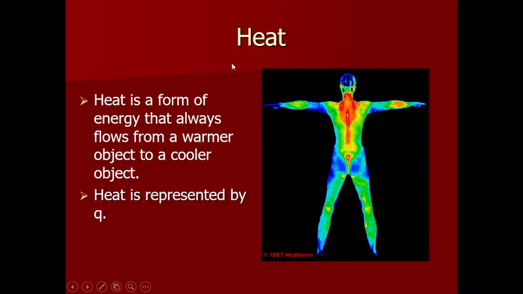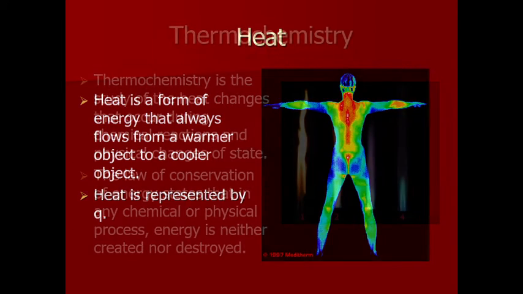Now, what is heat? As we know, heat is a form of energy that always flows from a warmer object to a cooler object. Heat is represented by the symbol small q. So heat is very important, as when heat is absorbed inside the system, we say the reaction is an endothermic reaction, and when heat is evolved from the system to the surroundings, we say that the given reaction is an exothermic reaction.